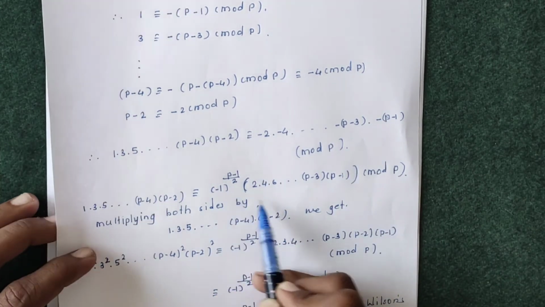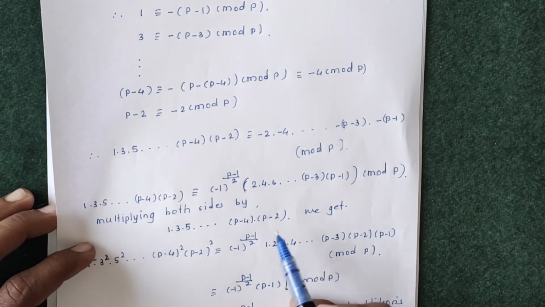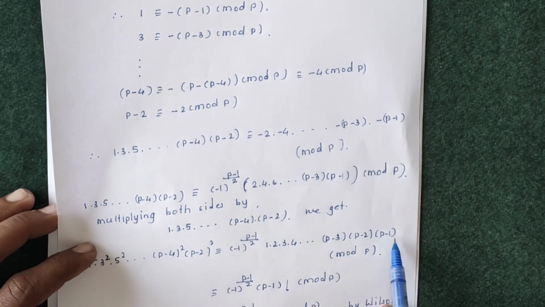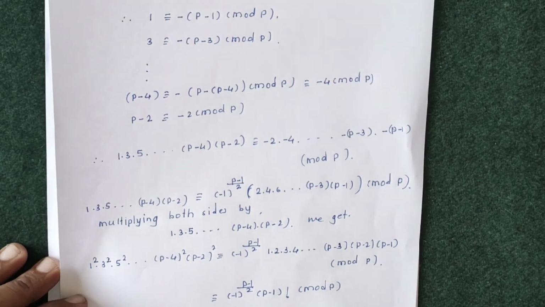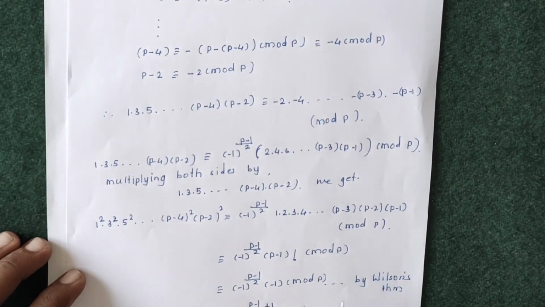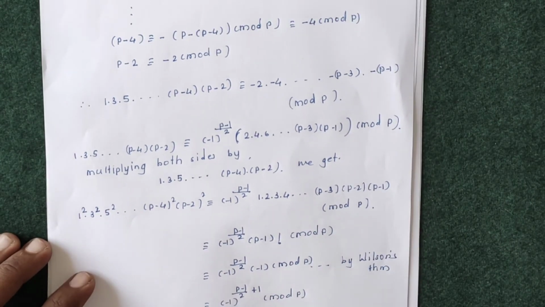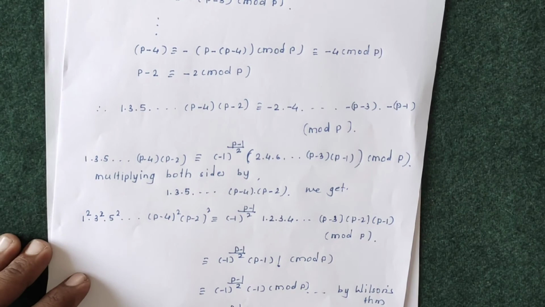So (minus 1) raised to (p minus 1) by 2 into this number, and multiplying by this we get (p minus 1) factorial, and (p minus 1) factorial is congruent to minus 1 mod p by using Wilson's theorem. Here we use Wilson's theorem since p is an odd prime. So (minus 1) raised to (p minus 1) by 2 and this plus 1, we get the solution.